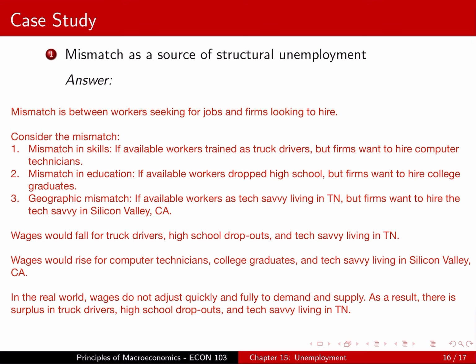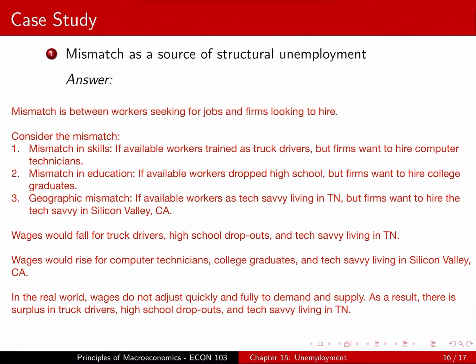2. Mismatch in education. Imagine a scenario where many workers have dropped out of high school, yet firms are seeking college graduates. The lack of alignment between the educational qualifications of job seekers and the requirements of employers creates another form of structural unemployment. 3. Geographic mismatch. Consider workers who are tech-savvy and living in Tennessee, but firms are hiring tech-savvy individuals in Silicon Valley, California. This geographic mismatch means that while there may be skilled workers available, they are not in the locations where firms are hiring.